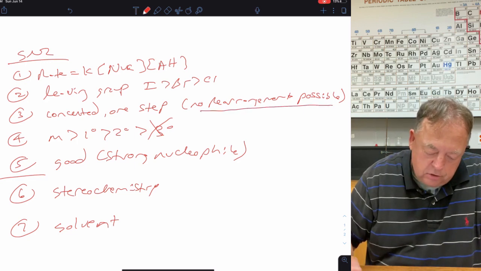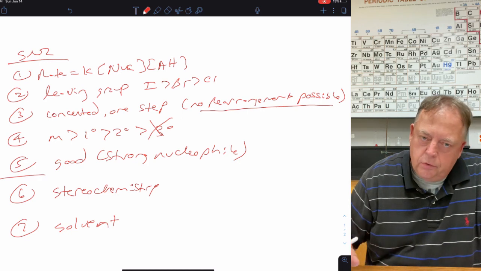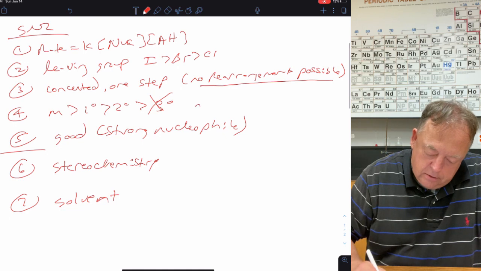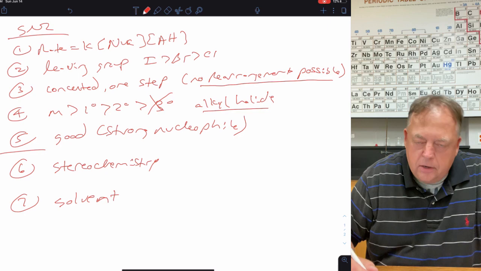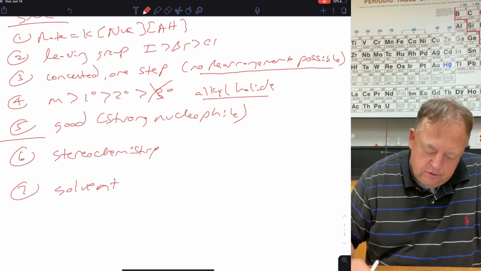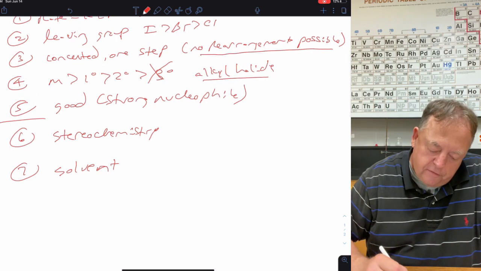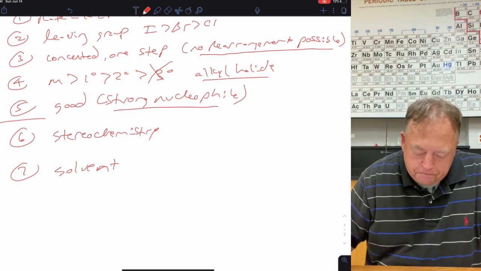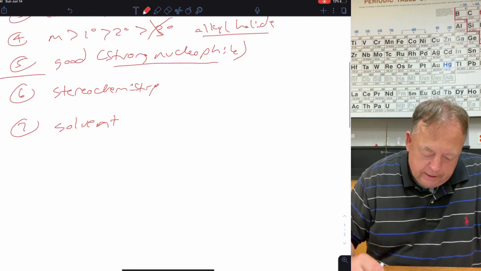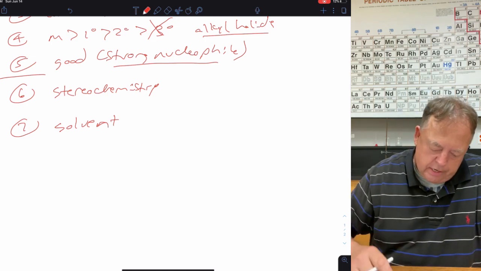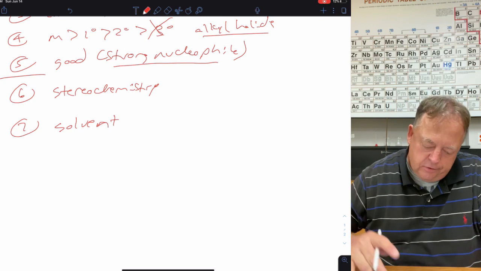I just added that here so that when we contrast this to an SN1, it will make sense what that means. For the alkyl halide, it's got to be methyl, primary or secondary, can't be tertiary, because those are too slow for steric reasons. You need a good nucleophile, or let's say a strong nucleophile, and you just have to memorize what those are. And so in this lecture, we'll look at the stereochemistry of an SN2 reaction and how a solvent affects an SN2 reaction, or what's a good solvent for an SN2.